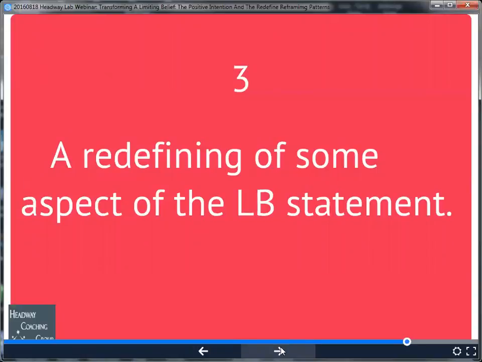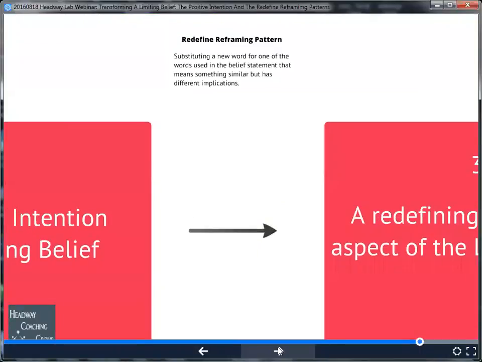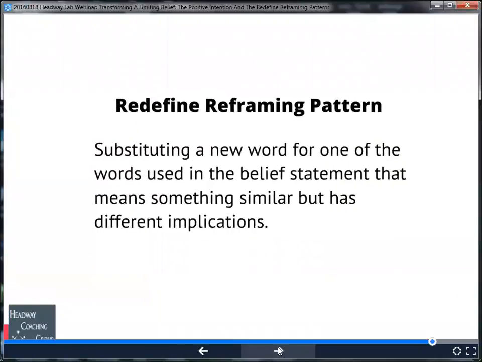So, for example, I'm going to give you a clear definition of what the redefine pattern is. You see it right now on your screen. Substituting a new word for one of the words used in the belief statement that means something similar but has different implications. Again, now we need to be creative and see what can be done.